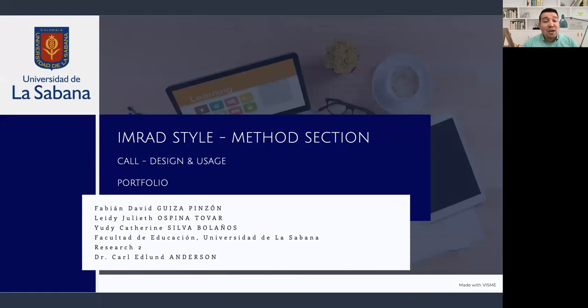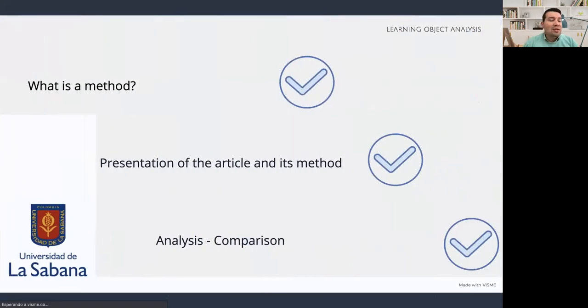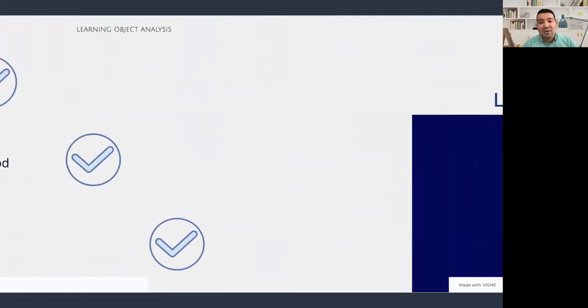Today we are going to talk about the method section in IMRAD style. Our focus is called design and usage, and here we are, Leidy, Yudy, and Fabian. What we are going to discuss today: what is a method, the presentation of the article and its method, and the analysis and comparison.